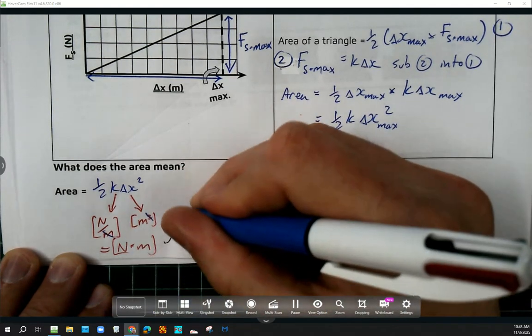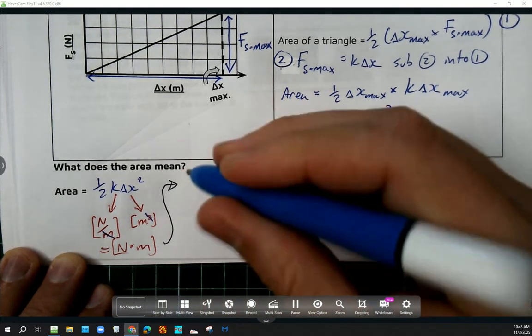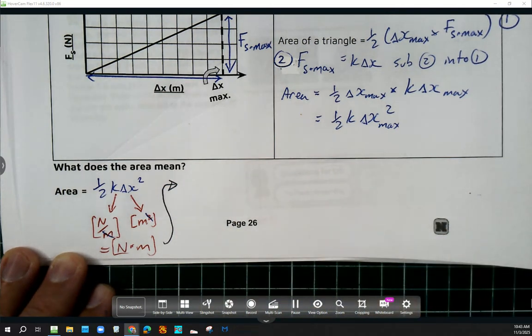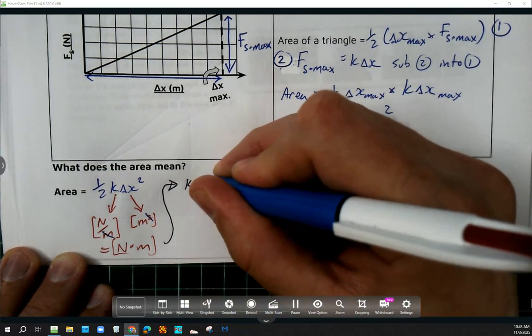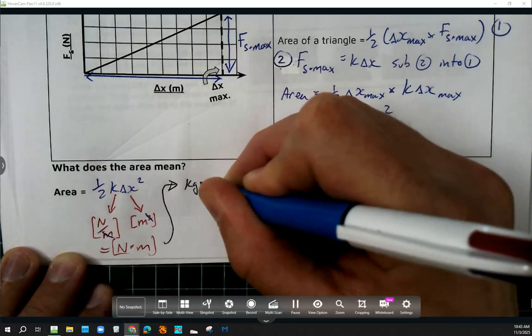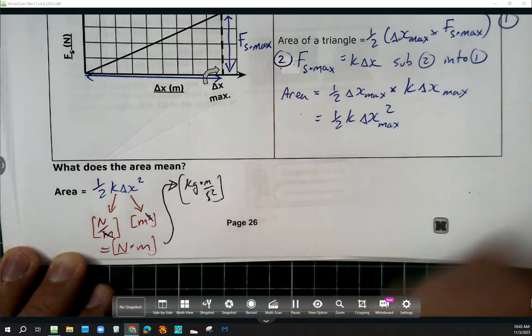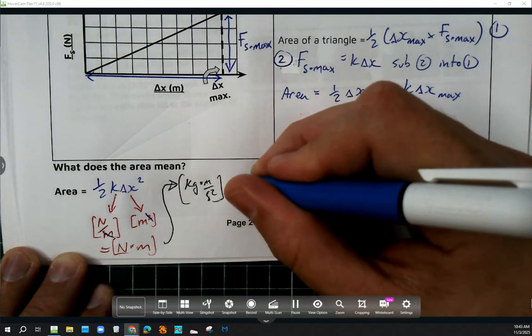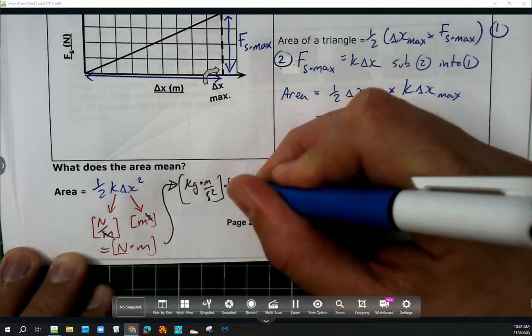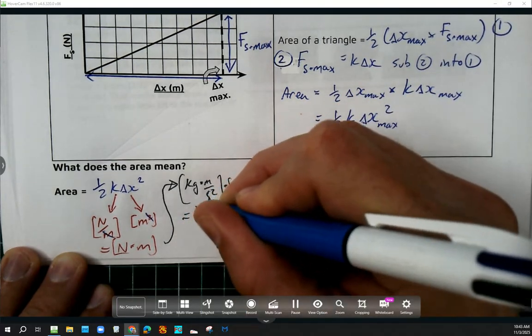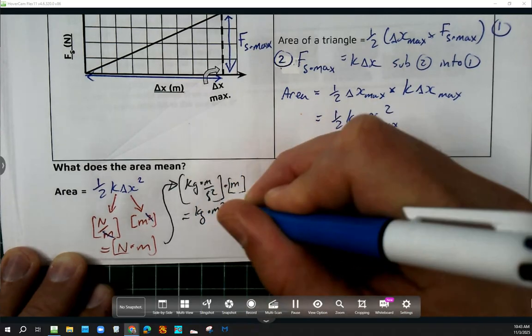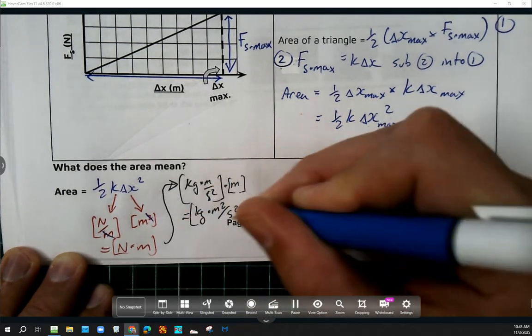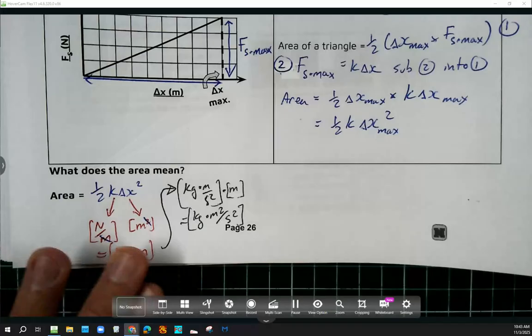I'm going to pop that up here and say, okay, well, I want to blow up the newtons and make them be kilogram meters per second squared. That's what a newton is, a kilogram meter per second squared. That's what's buried in the newton. Times meters, and we end up getting kilogram meters squared per second squared. Now this is something that you may or may not have encountered before. Probably not.